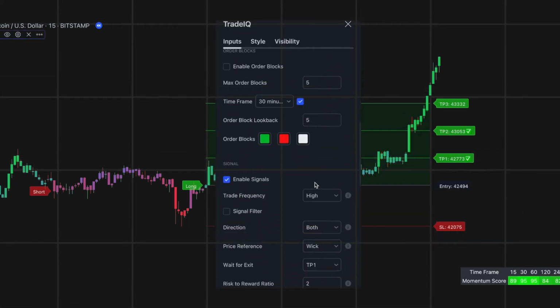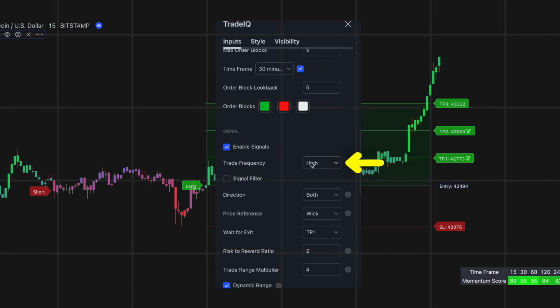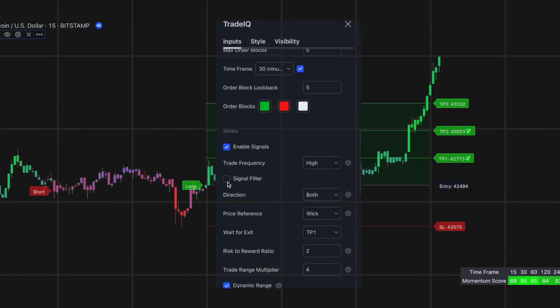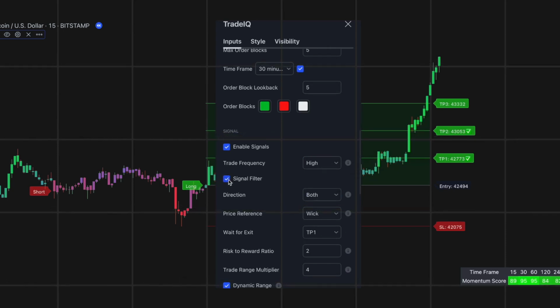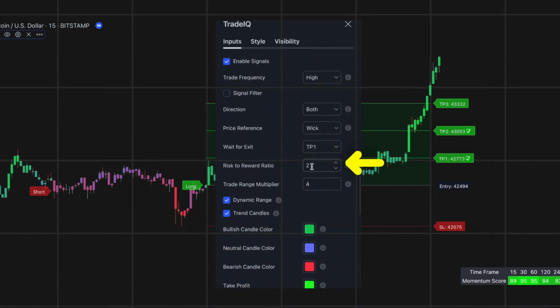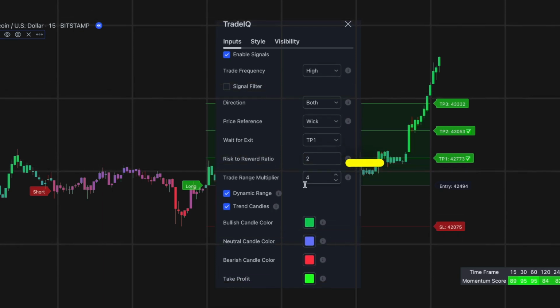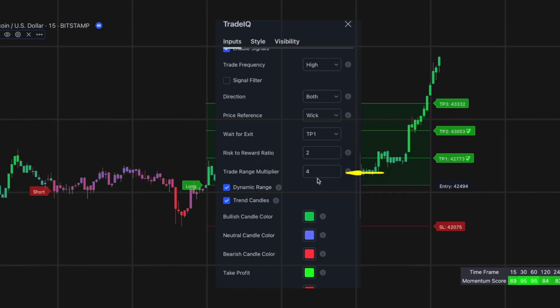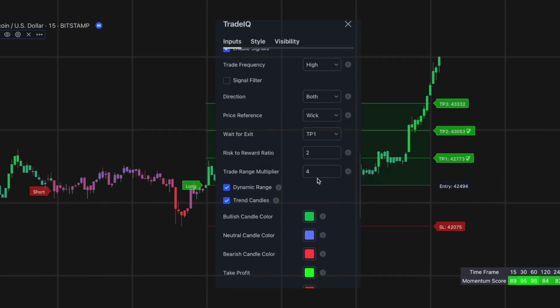There's also an option to choose how often you want to trade. To increase signal accuracy, you can enable a signal filter. Here, you can also set the risk-to-reward ratio. This number affects how far take-profit targets are from the entry price. The trade range multiplier influences how far you expect the trade to go. A higher value is set if you expect larger price movements.